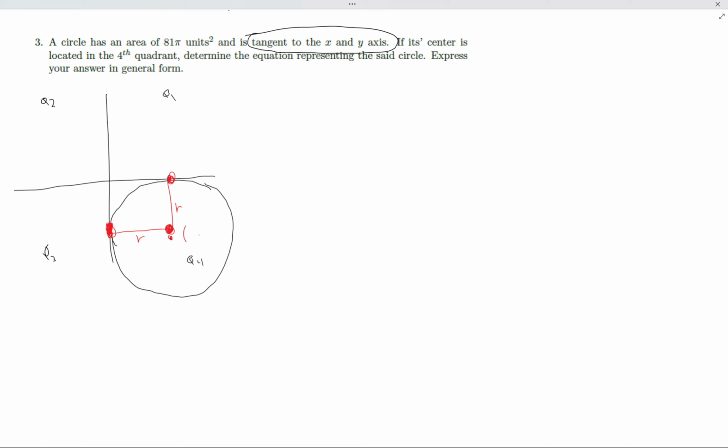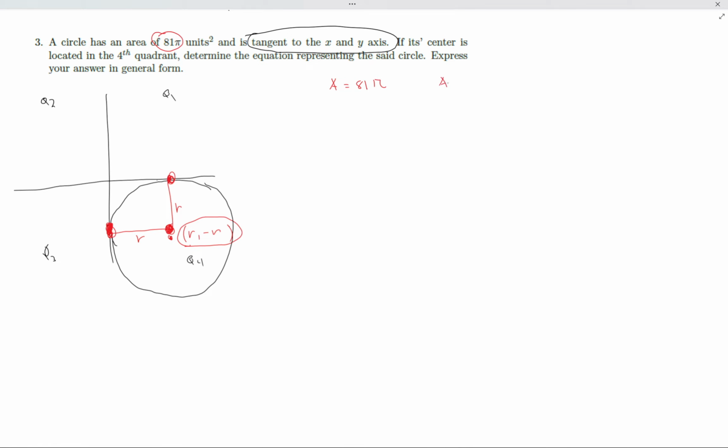So therefore, the center of this circle must be located at positive r units, since we are moving to the right, but negative r units down below, because again, we are at the 4th quadrant. Any y value in the 4th quadrant is negative. So that is the location of our center. All that remains now is to find the value of the radius, and that's where the area comes in. We have an area of 81 pi units squared.